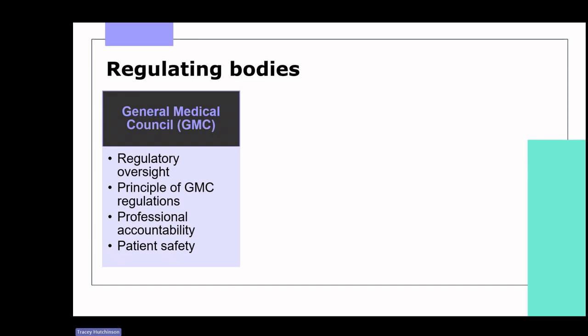By adhering to GMC regulations, healthcare scientists demonstrate professionalism and accountability, which is critical for maintaining trust with patients, their families, and the broader healthcare community. The GMC's principles and guidelines prioritise patient safety, encouraging healthcare scientists to take all necessary precautions to protect the well-being of patients. This ensures that healthcare scientists are continually focused on delivering safe and high-quality care.